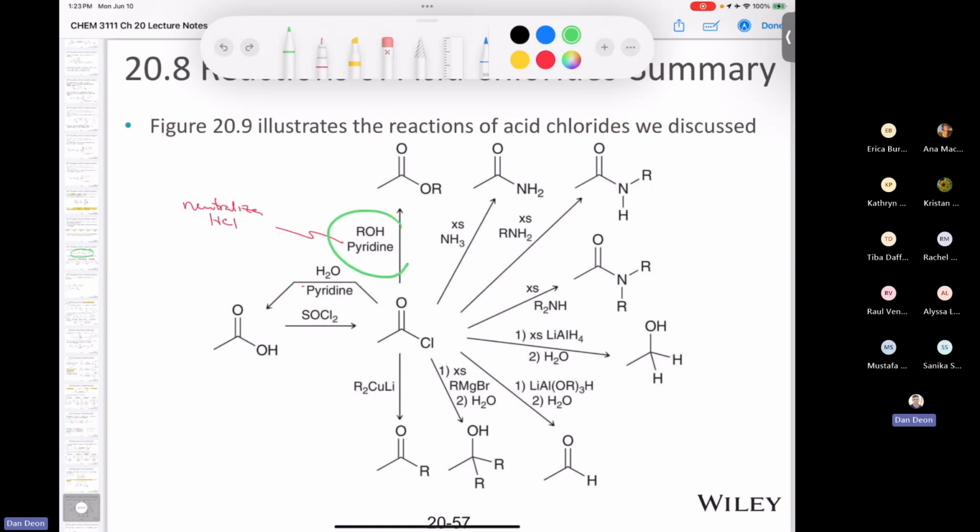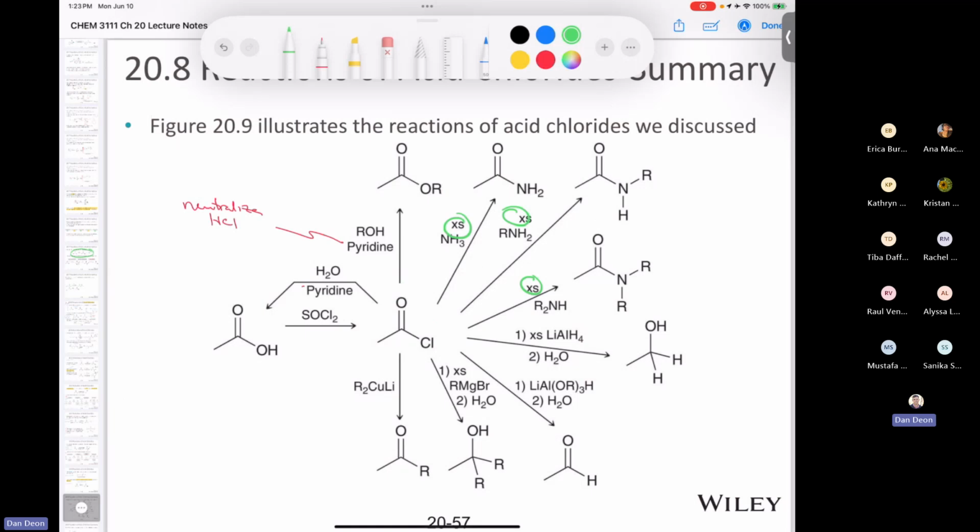You can do an alcoholysis reaction, which means you react it with an alcohol and pyridine, and then you end up with an ester. Then we said, okay, well, you can treat it with ammonia or a primary amine or a secondary amine. And if you do that, you end up with a primary, secondary, or tertiary amide, respectively. Remember, you have to use excess in each one of these.